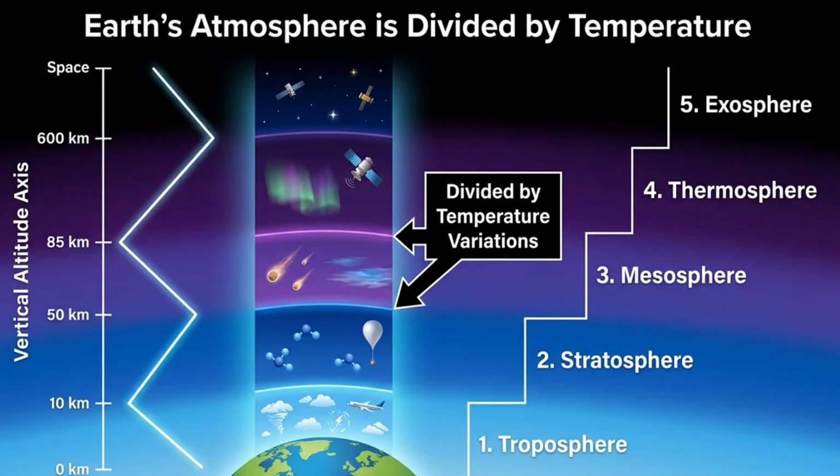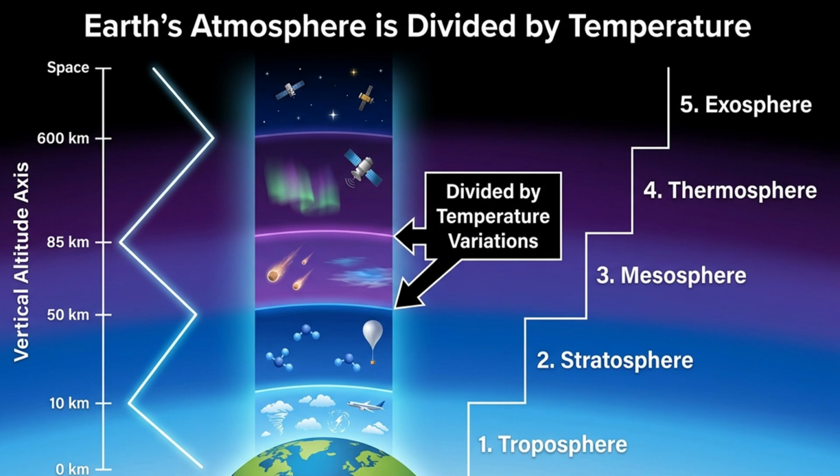Now let's understand how the atmosphere is divided. The atmosphere is mainly divided into different layers based on the variation of temperature with increasing altitude. If we move upward from the Earth's surface, the temperature does not change in the same way throughout the atmosphere. In some layers, temperature decreases with height, while in others it increases. Based on the pattern of the temperature change, the atmosphere is divided into 5 major layers.